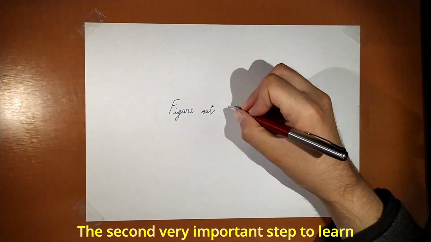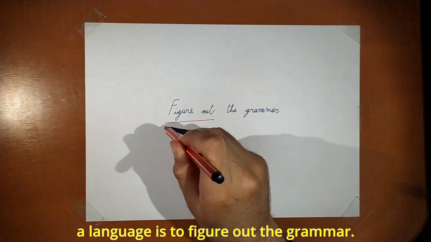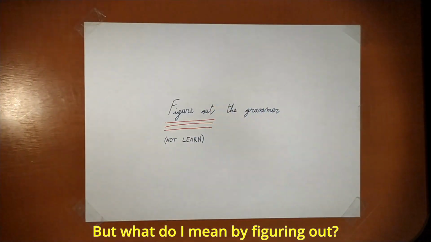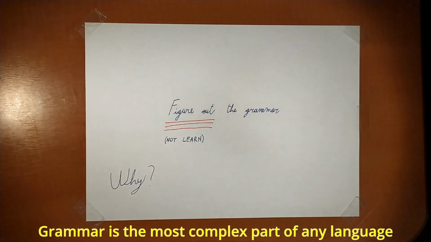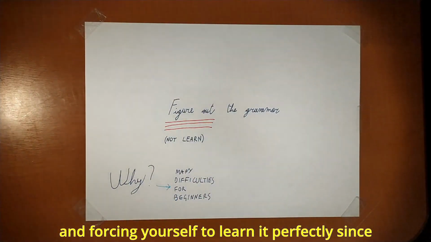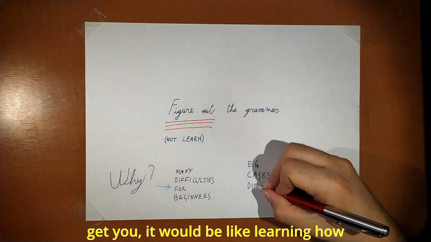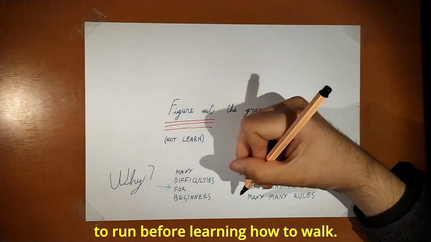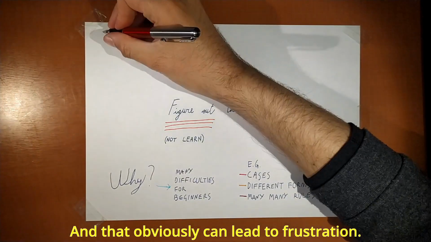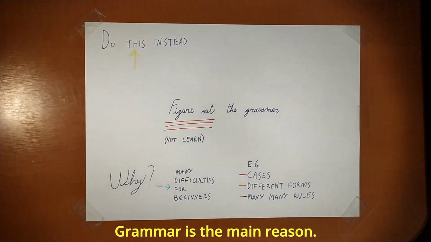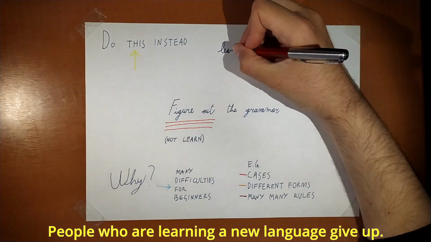The second very important step to learn a language is to figure out the grammar. But what do I mean by figuring out? Grammar is the most complex part of any language, and forcing yourself to learn it perfectly since the get-go will be like learning how to run before learning how to walk. And that obviously can lead to frustration. Grammar is the main reason people who are learning a new language give up.